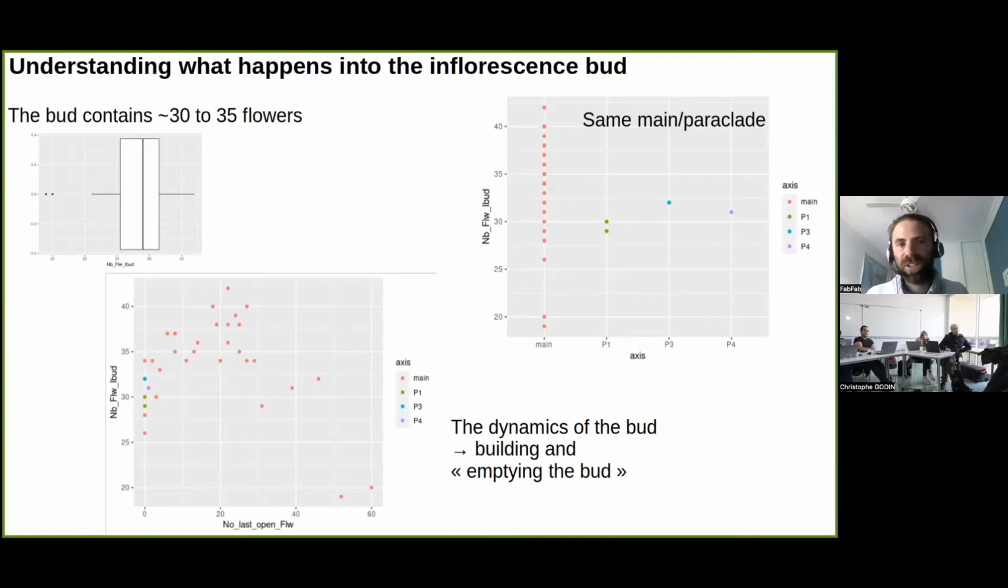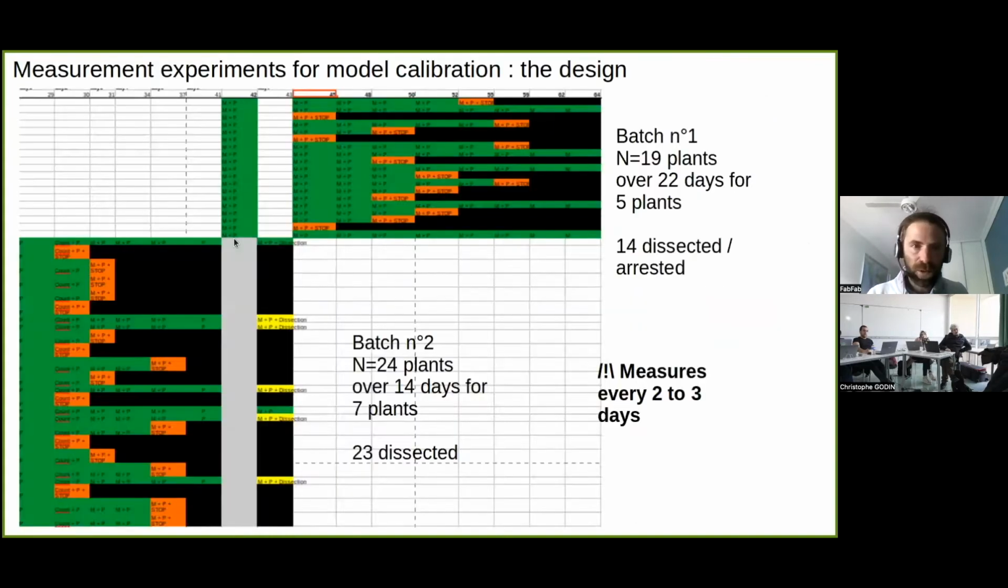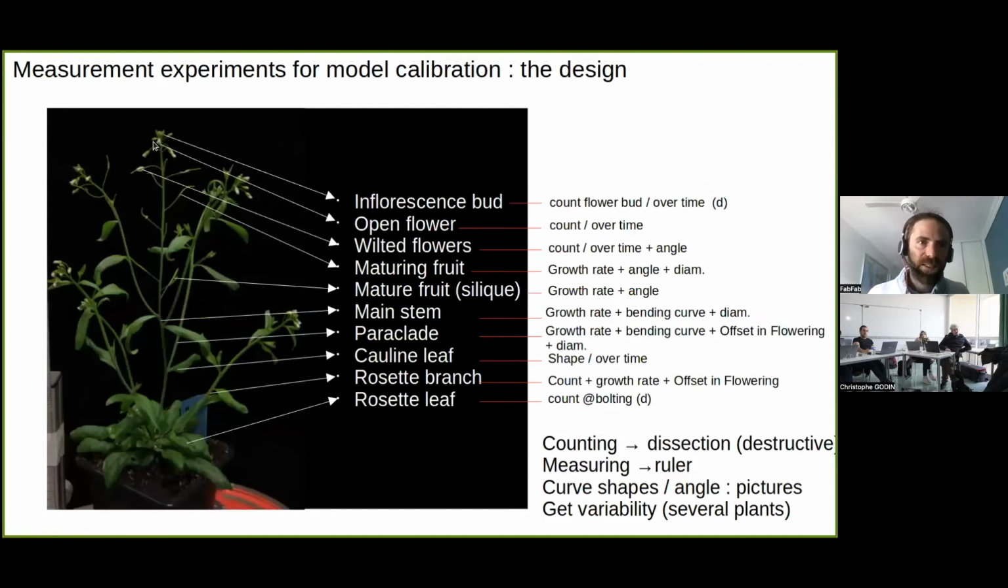And also here, there's a question of definitions. So I stop the dissection at a certain stage of floral development. So when I say there are like 30 to 35 flowers, for example, I start counting at the first flower after the last open flower. Okay.